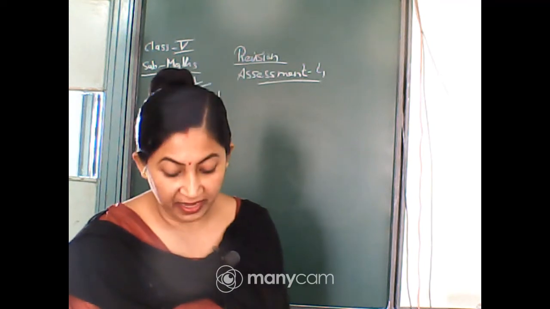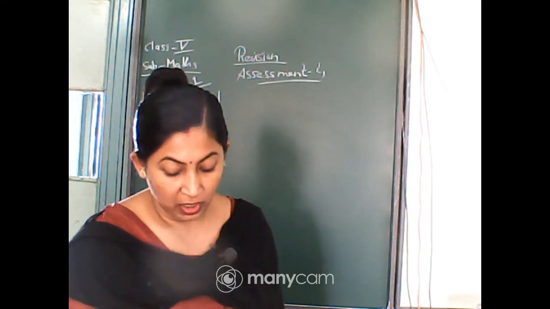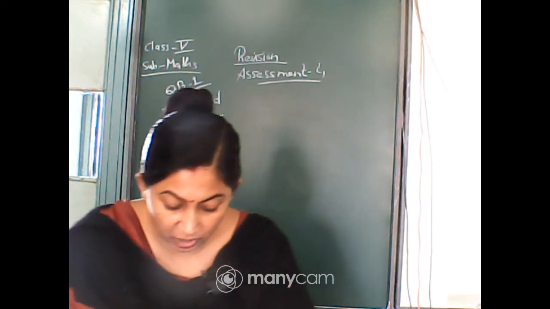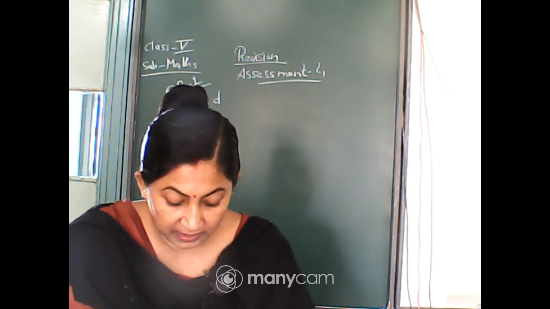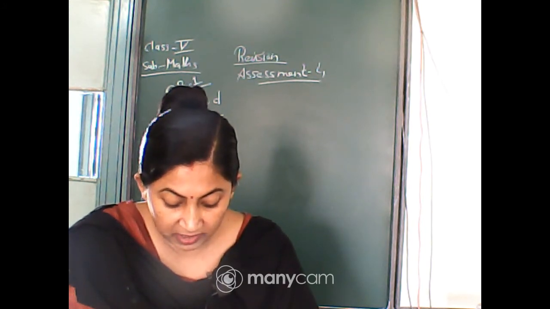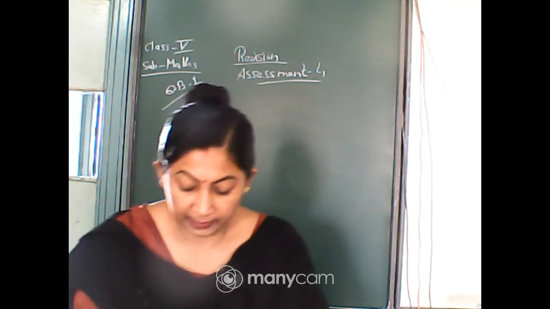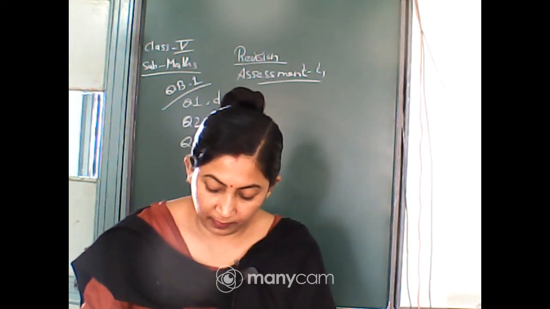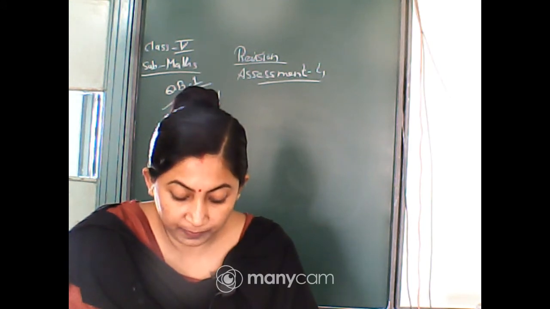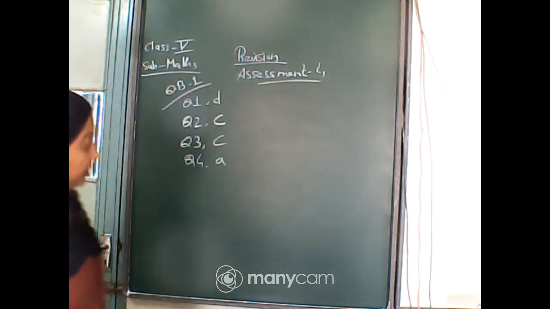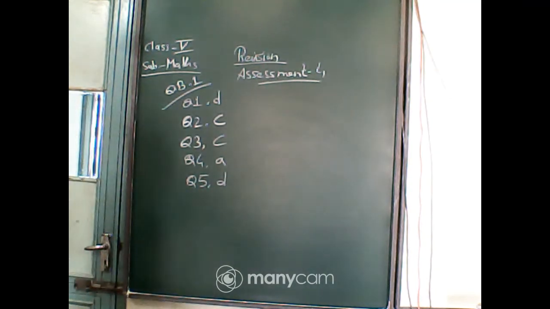Now come to question number 5. 49 divided by 7 into 7 plus 5 into 3 minus 2. Quickly solve. First division, 49 divided by 7, it is 7. Then multiplication, 7 sevens are 49, and that side 5 into 3, 15. So 15 plus 49. Exactly, it is 62, that is number D. For question number 5, option is number D.